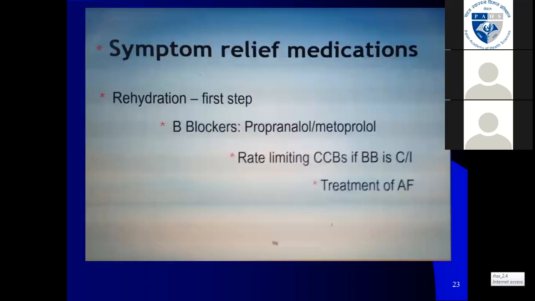The first one is symptom relief medications. Regarding hyperthyroidism, the first step is to rehydrate the patient, and we should start the patient on a beta blocker, especially propranolol or metoprolol. But if beta blockers are contraindicated, a rate-limiting calcium channel blocker like verapamil can be started, and we should treat the atrial fibrillation, which is common in hyperthyroidism.